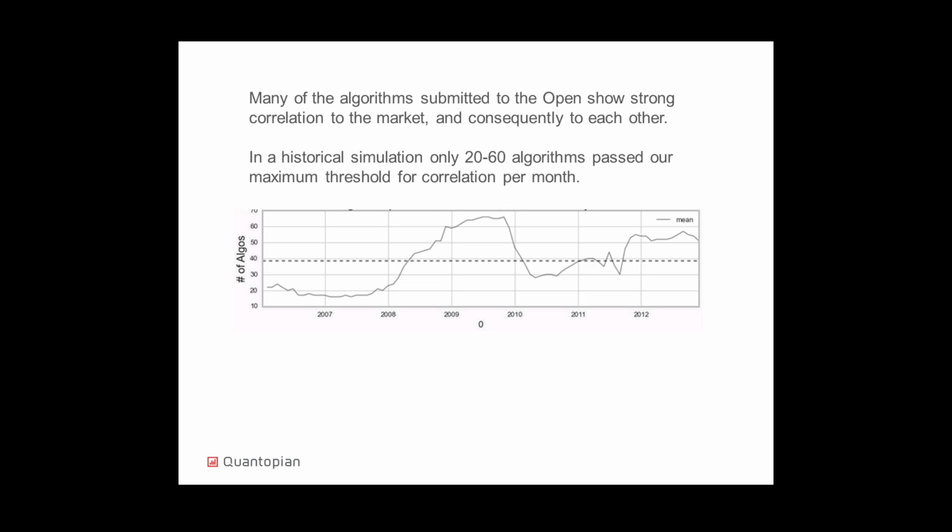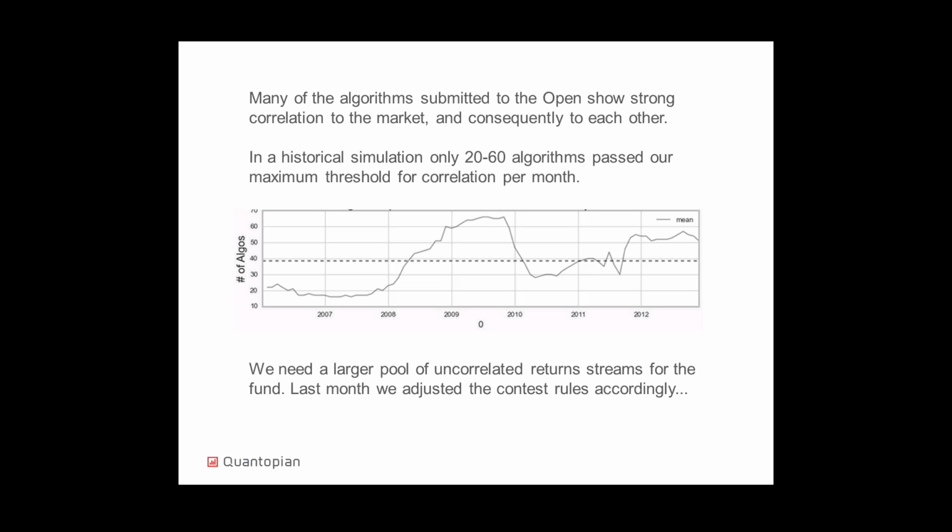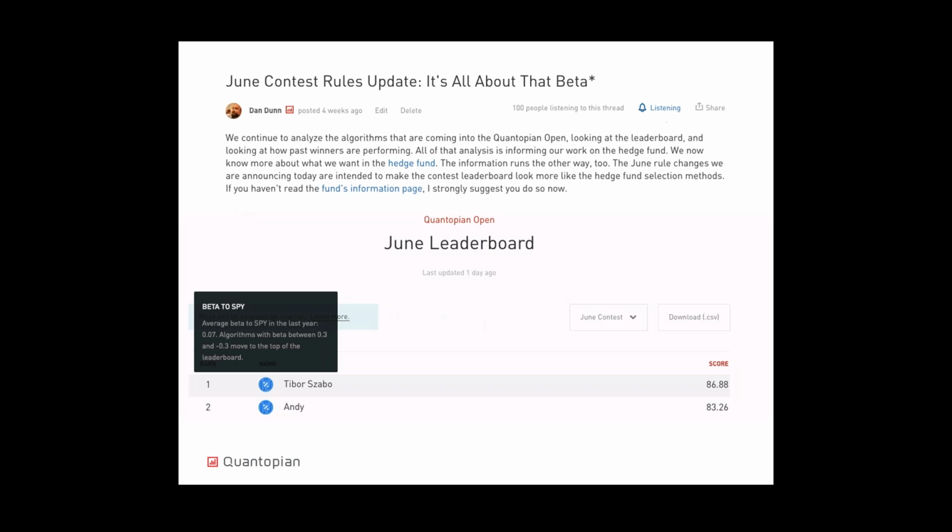This plot shows that in a historical simulation that we ran, very few algorithms were passing our maximum threshold for correlation per month. So if we have something like only 20 to 60 algorithms to choose from, then you can imagine any sort of selection model that we put on top of that is going to be hard pressed to come up with something really interesting. So our first realization was that we need a larger pool of uncorrelated return streams to source from for the fund. So last month we adjusted the contest rules to try to address this.